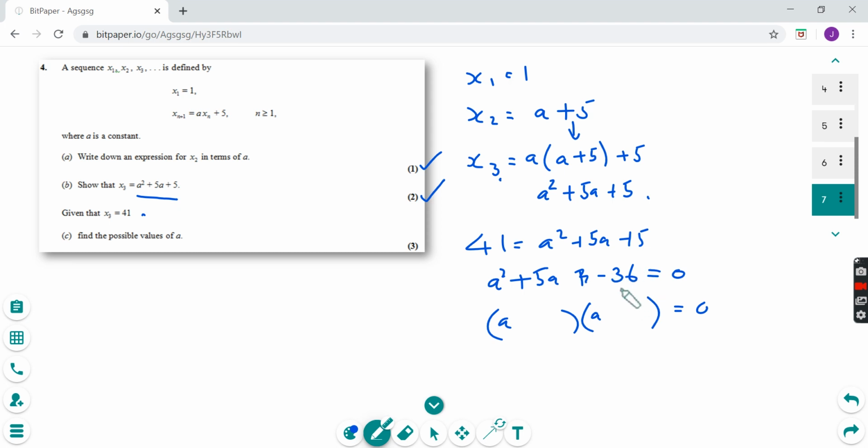So anything stick out here? Minus 9 and 2, 6 and 6. What about 9 and 4? So plus 9 and minus 4. Find the possible values. So this makes me feel very confident about my answer because I've got a equals minus 9 or 4.